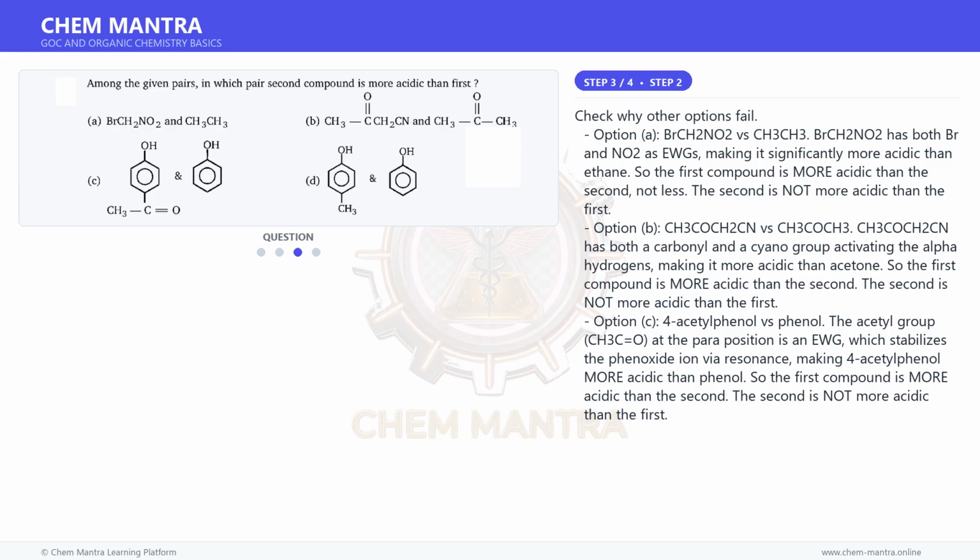Option C, 4-acetylphenol versus phenol. The acetyl group, CH3C=O, at the para position is an EWG, which stabilizes the phenoxide ion via resonance, making 4-acetylphenol more acidic than phenol. So the first compound is more acidic than the second. The second is not more acidic than the first.